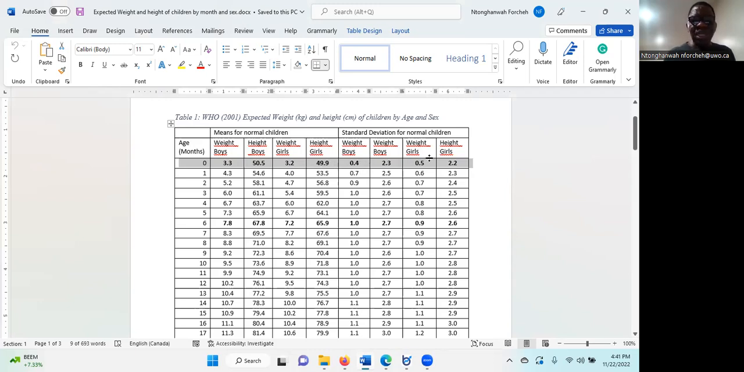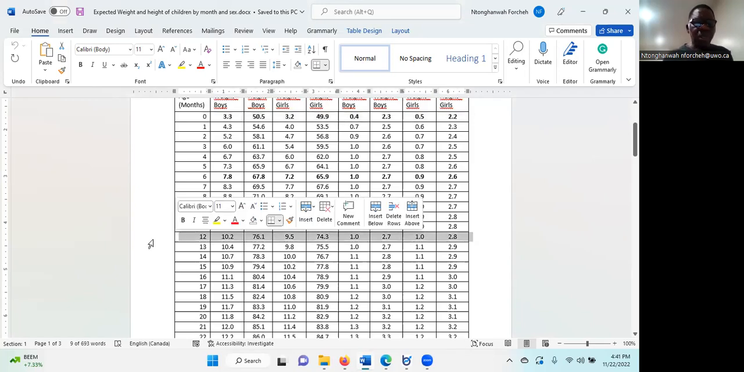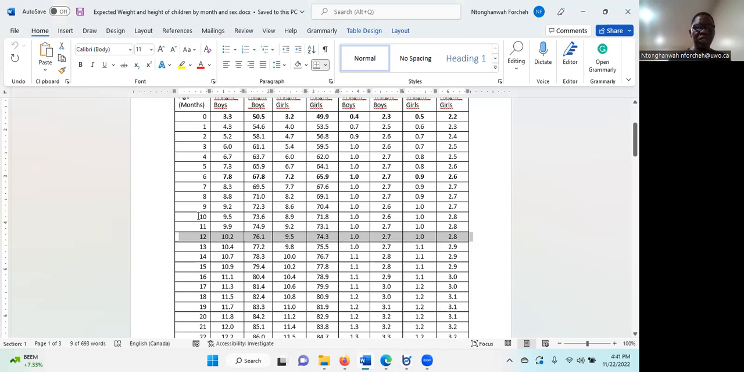There are some standard deviations given for those population values. So let's suppose we look at a child who is 12 months old. If a boy is 12 months old, we expect them to be about 10.2 kilograms in weight or 76.1 centimeters in height. We are assuming that all children who are 12 months old are already walking, so we should have height rather than length. For girls, the corresponding figures are 9.5 and 74.3 centimeters. Those are the expected standard deviations.